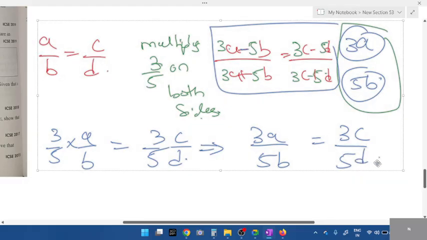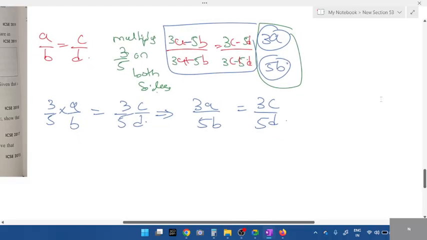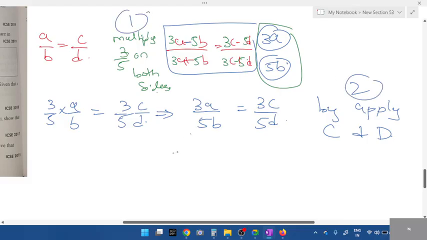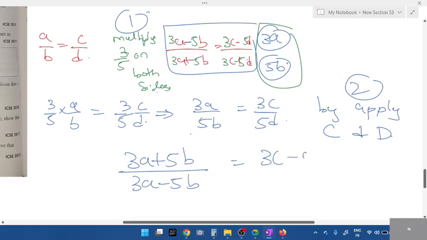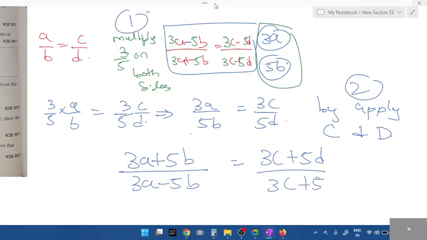What is the componendo dividendo formula, students? Apply componendo dividendo for this. By applying componendo and dividendo, second step. This is the first step. If you apply componendo dividendo, you get 3A plus 5B and 3A minus 5B. Right hand side, all of you will respond: 3C plus 5D divided by 3C minus 5D.